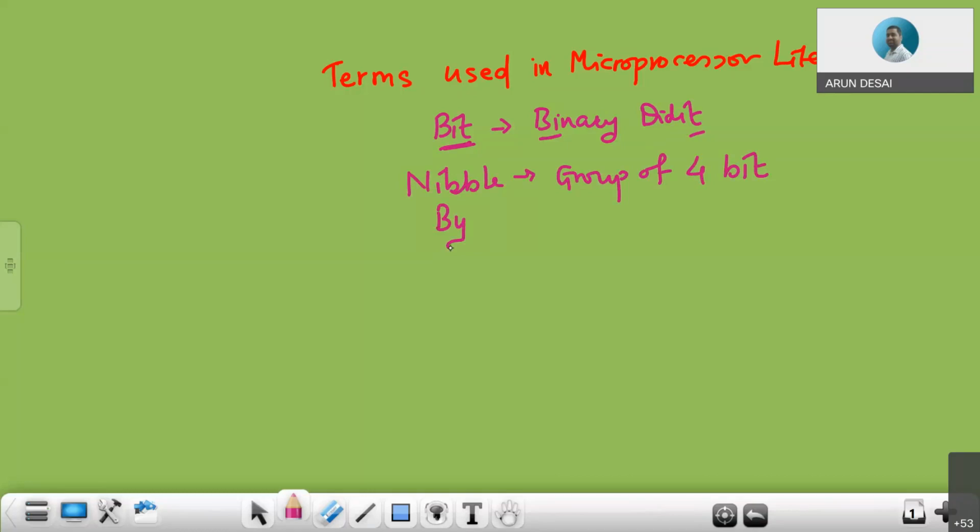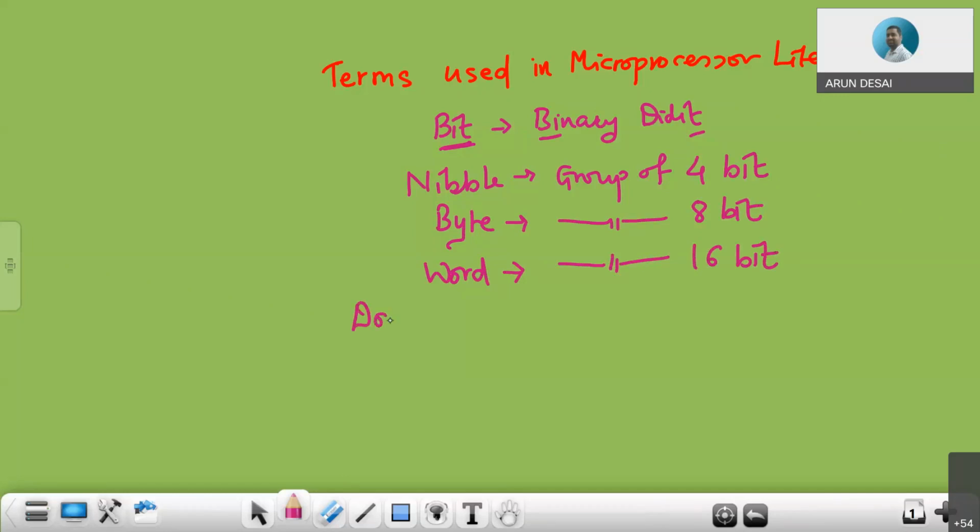Byte. Group of how many bits is byte? Yes, 8, right? 8 bits is a byte. Word. Word is a group of 16 bits, right?